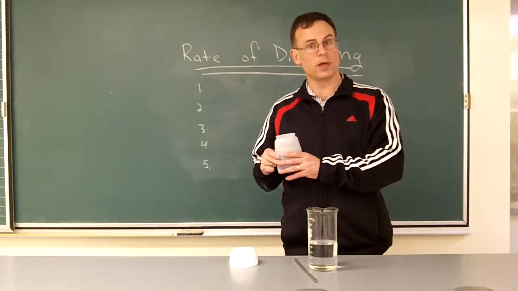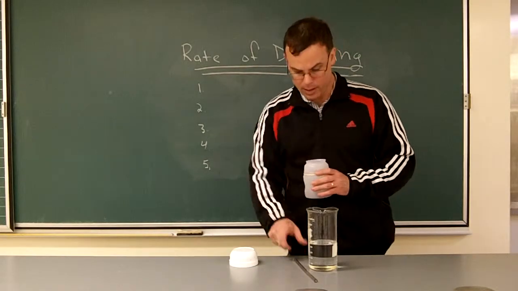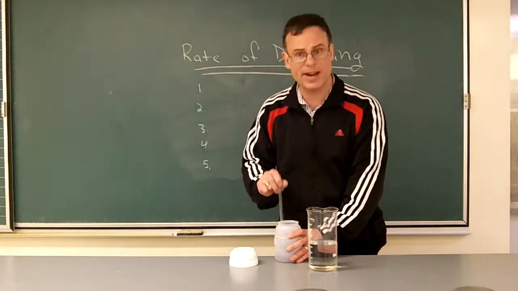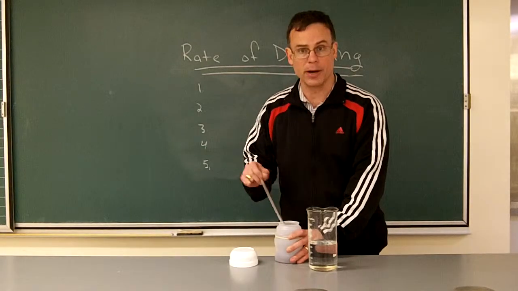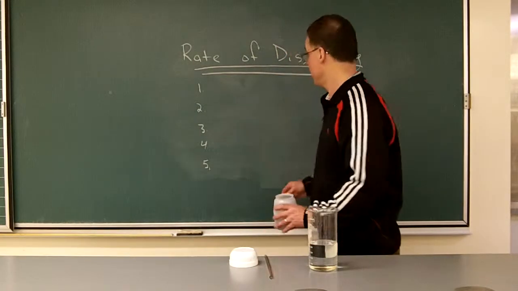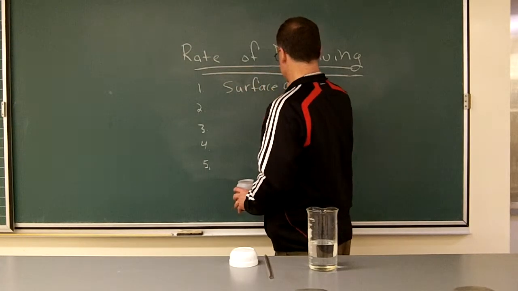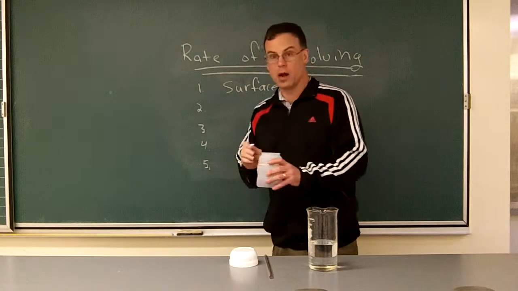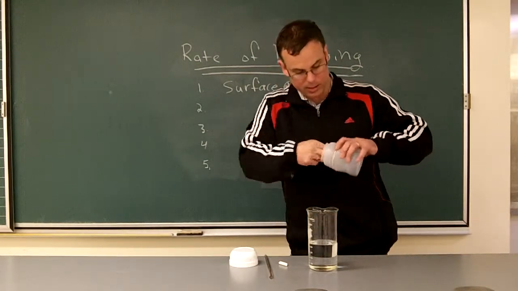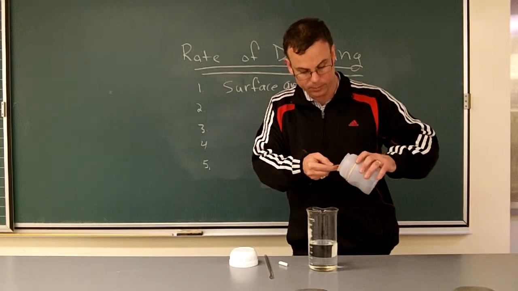Now unfortunately, this Kool-Aid has been sitting in the science lab for a whole year, and it seems to have clumped together. The first thing I'm going to do is break up the Kool-Aid so that it's spread out, so that it covers a larger area. The first thing you can do to increase how fast you can make a solution is to increase the surface area. Now that I've crushed the Kool-Aid and it's spread out, I should be able to add some of this carefully to the water.